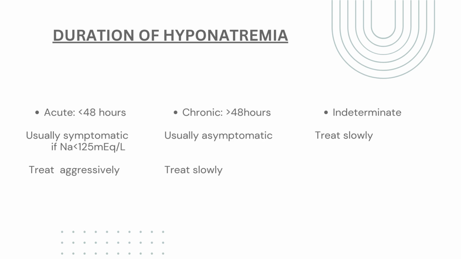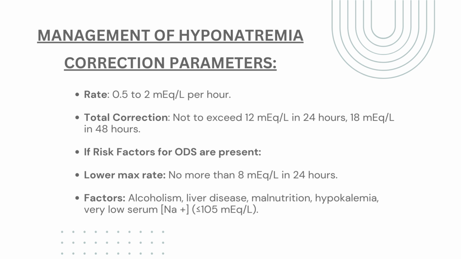So we treat this patient slowly. For indeterminate duration of hyponatremia, we always treat it slowly to reduce the risk of osmotic demyelination syndrome. For management of hyponatremia, we have certain correction parameters. The typical rate of correction is 0.5 to 2 milliequivalent per liter per hour.